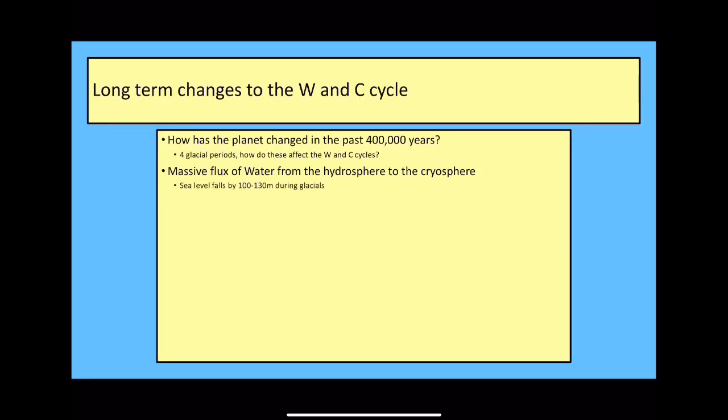We see a massive sea level drop from this, so 100 to 150 metre drop in sea level. This would have led to the UK being linked with the rest of Europe by land, and it would have allowed animals to cross into England from Europe, and all kinds of other processes would have occurred during that time.